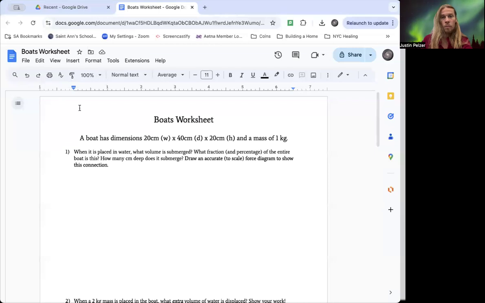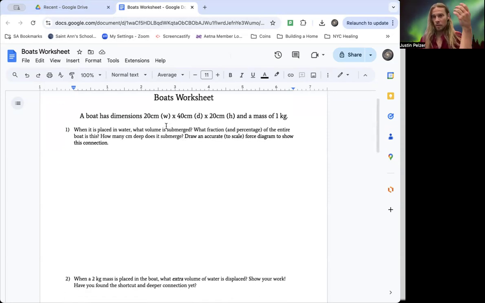Hello, friends. Today we're going to practice doing calculations to determine how much weight a boat can hold. As you can see, I have the worksheet here that we've done in class on Tuesday, and I'm just going to go through it today.